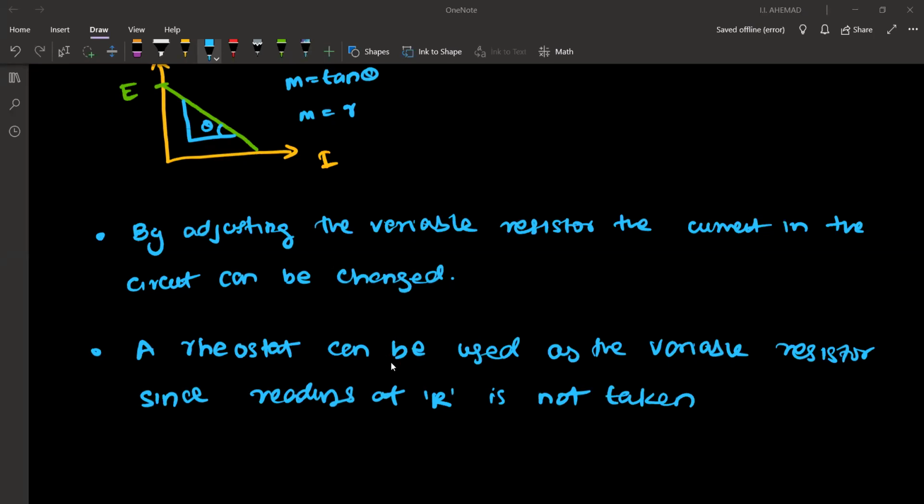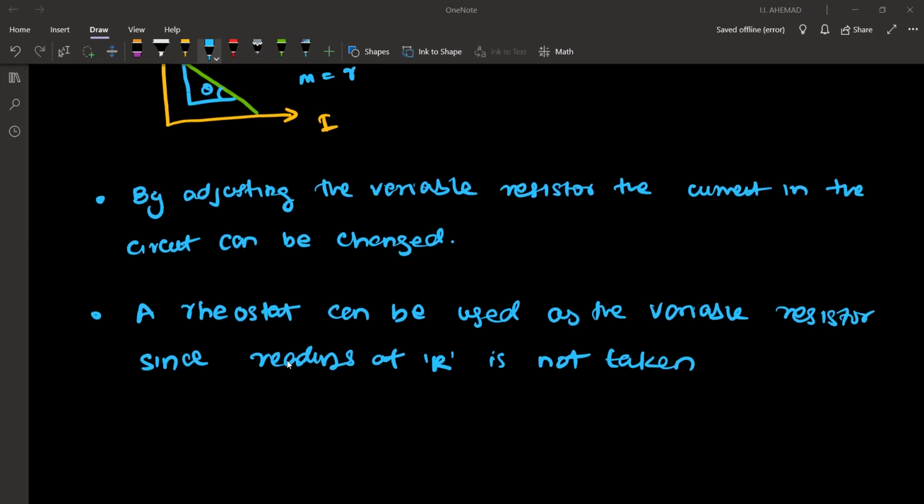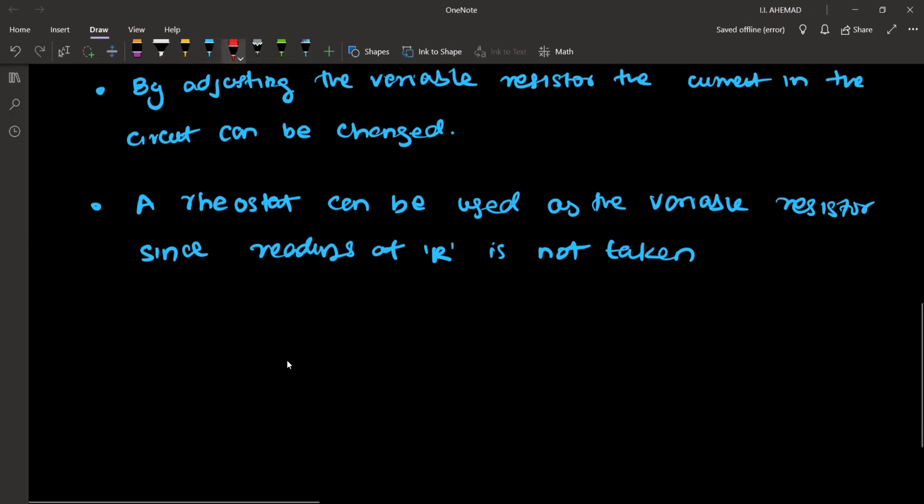Is it clear, this statement? You know what is a rheostat, right? In a rheostat, we can get continuous resistance, but we cannot get the reading out of it. We don't know what is the reading from it. Okay. So you must also know how to connect a rheostat.